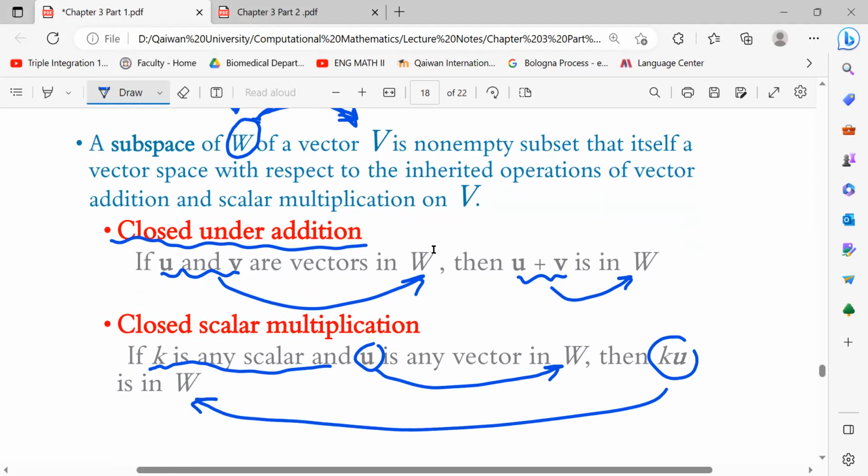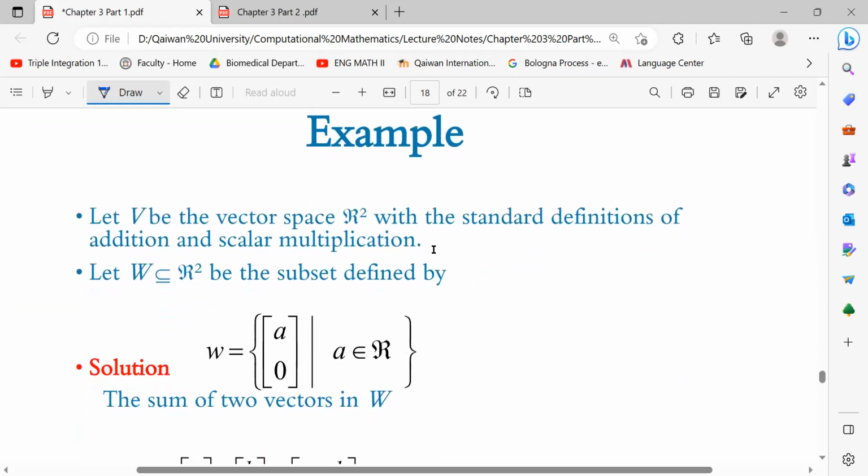So the vectors in W must have these two properties. One, the sum of any of the vectors in W must be in W. And if we multiply a scalar by any vector in W, the result must be in W. So if W satisfies these two conditions, it means W is a subspace of the vector space V. Okay? Look at this example.